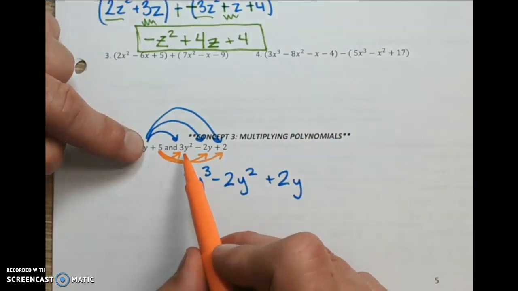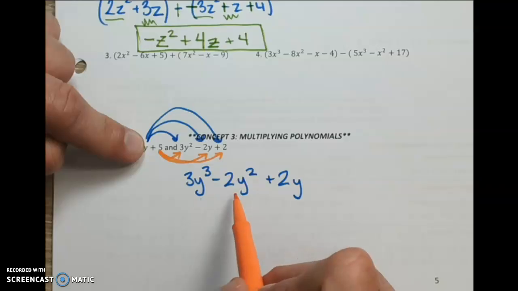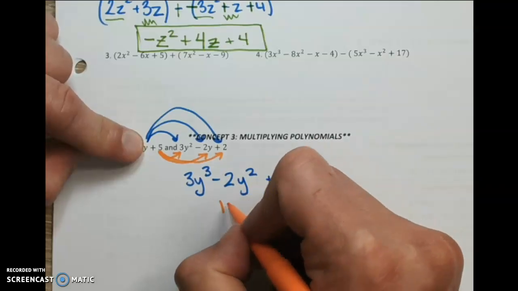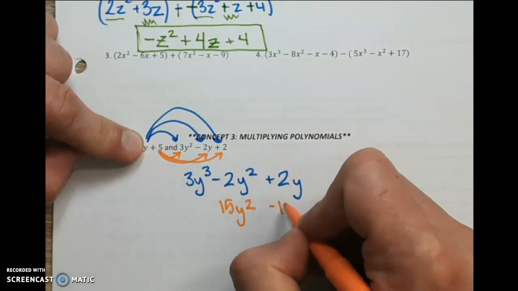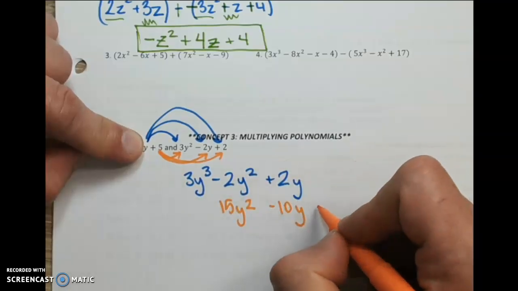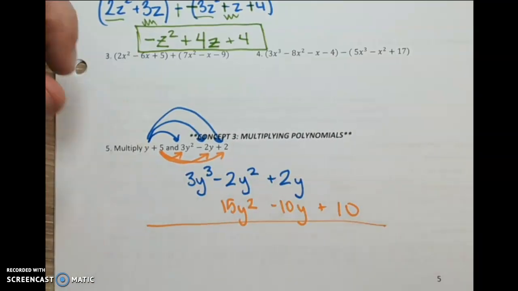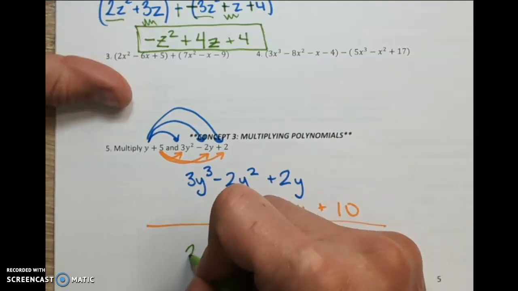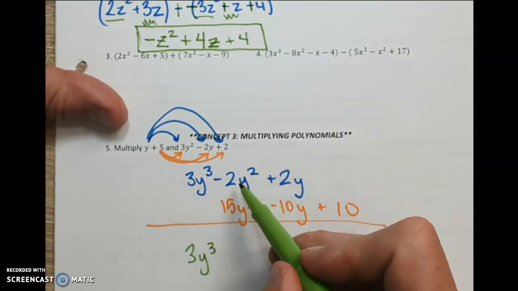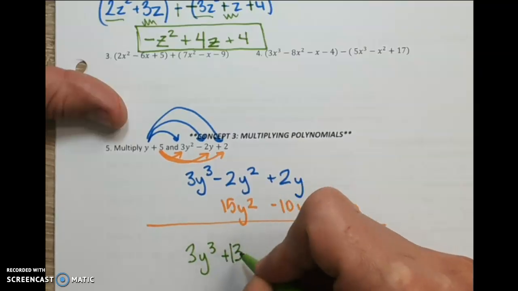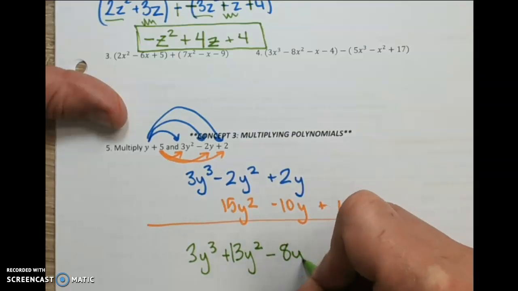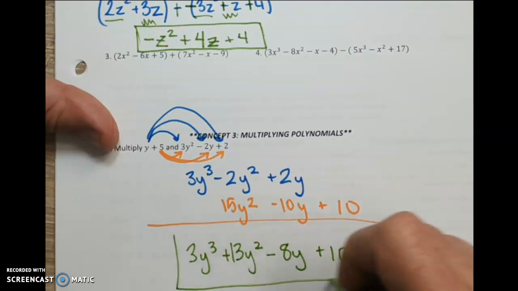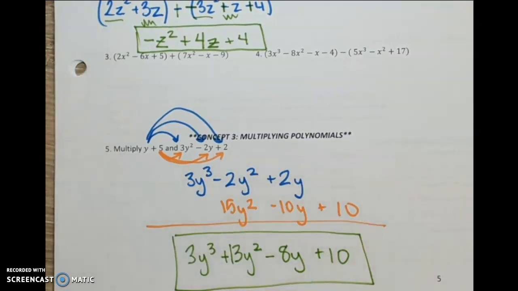But when I do 5 times 3y squared, I'm not going to write it under cubed, I'm going to write it under the squared. So I get 15y squared. 5 times negative 2y is negative 10y. 5 times 2 is 10. And now I kind of have it in this column method, which all I really need to do now is combine like terms. So I get 3y cubed. 15y minus 2y is 13y squared. Negative 10y and 2y is negative 8y, and then plus 10, and that is the solution I'm looking for.